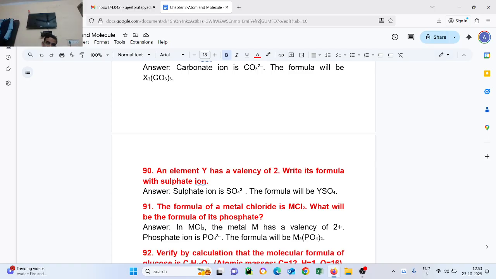Question number 91. The formula of a metal chloride is MCl2. What will be the formula of its phosphate? In MCl2, the metal ion M has valency of plus 2, phosphate ion is PO4. The formula is M3(PO4)2.